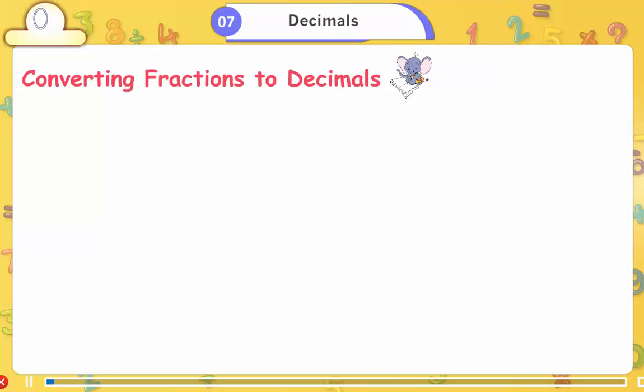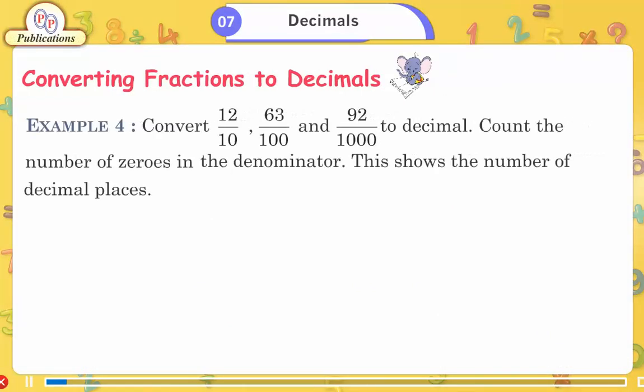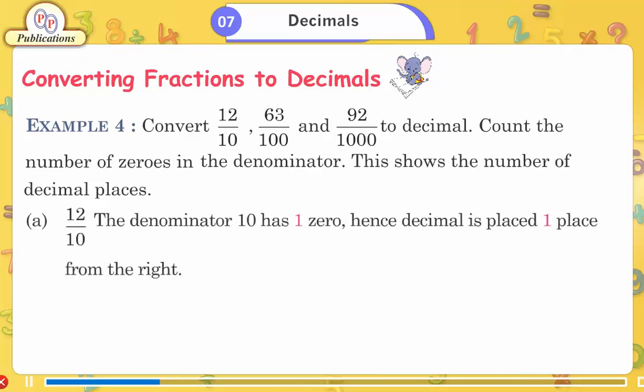Converting fractions to decimals. Example 4. Convert 12 upon 10, 63 upon 100 and 92 upon 1000 to decimal. Count the number of zeros in the denominator. This shows the number of decimal places. A. 12 upon 10. The denominator 10 has 1 zero. Hence, the decimal is placed one place from the right. 12 upon 10 is equal to 1.2.